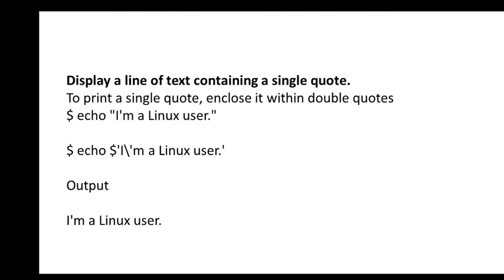Next example, display a line of text containing a single quote. To print a single quote, enclose it within double quotes. Echo, "I am a Linux user". Or with single quotes, I can use a backslash here. The output will be like this: I am a Linux user, which is enclosed in the single quotes.